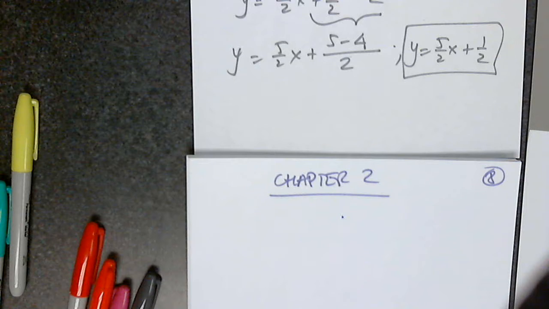5 over 2, this has to be changed into 4 over 2, otherwise I cannot add or subtract fractions if they don't have the same denominator. So 5 over 2 minus 4 over 2 is 1 over 2. Better? Very good.